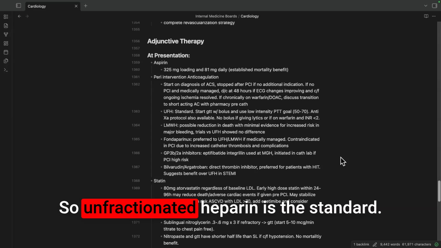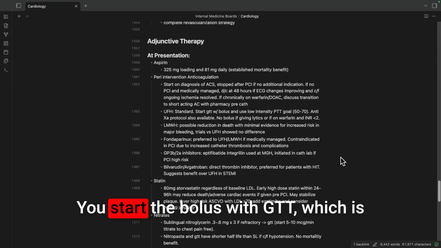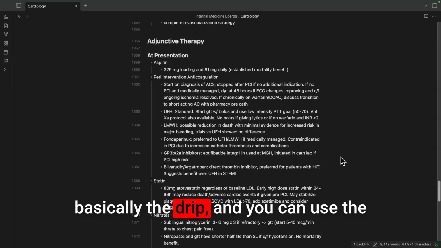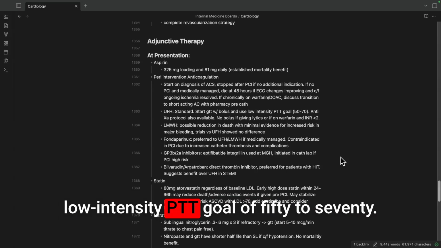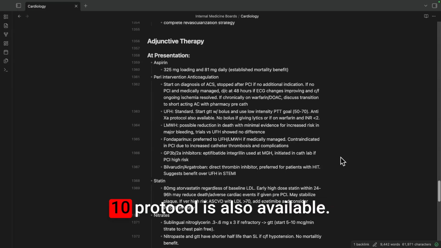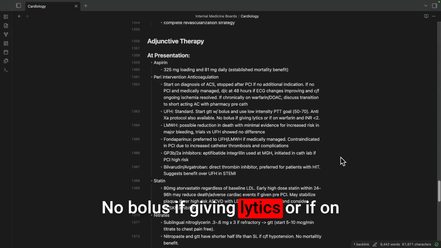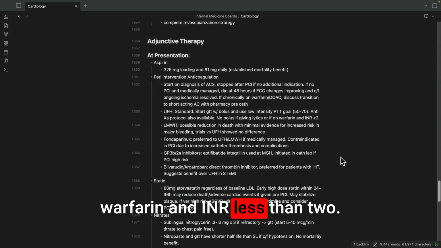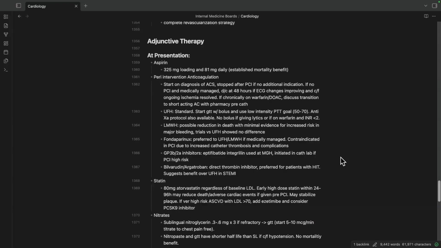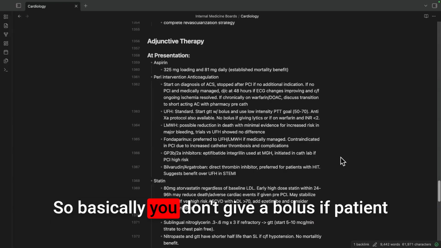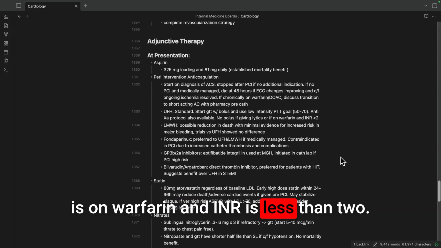So unfractionated heparin is the standard. You start the bolus with GTT, which is basically the drip, and you can use the low intensity PTT goal of 50 to 70. Anti-factor 10 protocol is also available. No bolus if giving lytics or if on warfarin and INR less than 2. So basically, you don't give a bolus if patient is on warfarin and INR is less than 2.